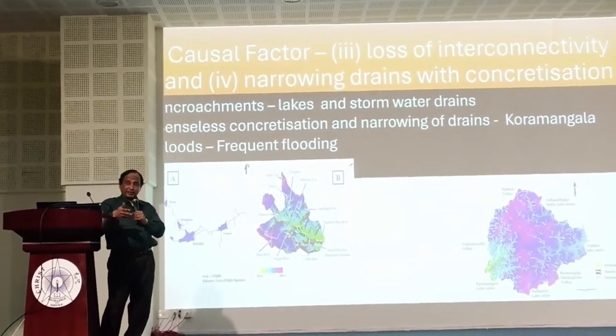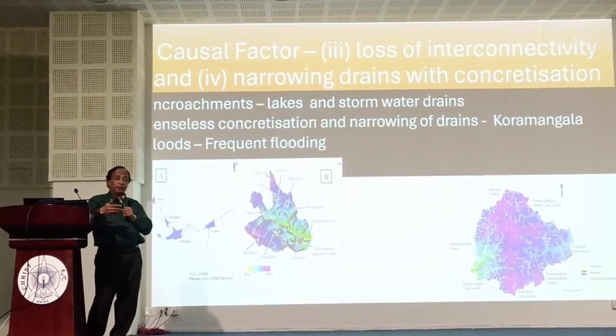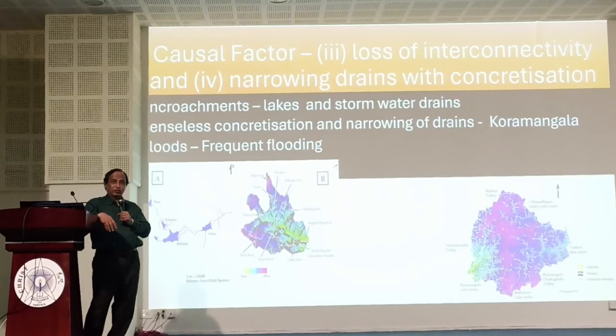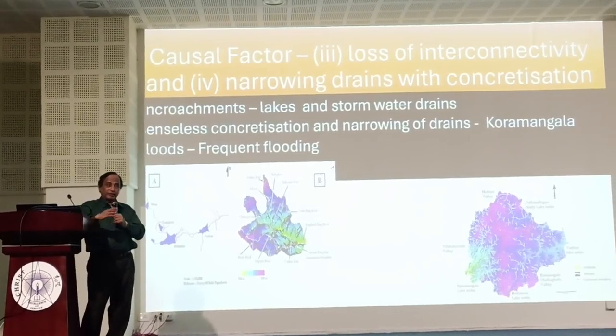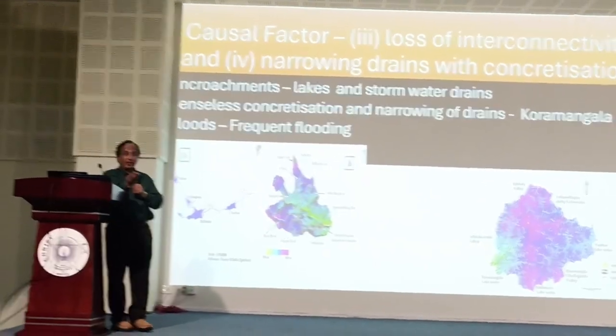Then my report was taken into the National Green Tribunal. Green Tribunal told BBMP they should solve this problem. How did the BBMP solve the problem? They put one more drain parallel to this drain. See, now 3 levels of mismanagement.